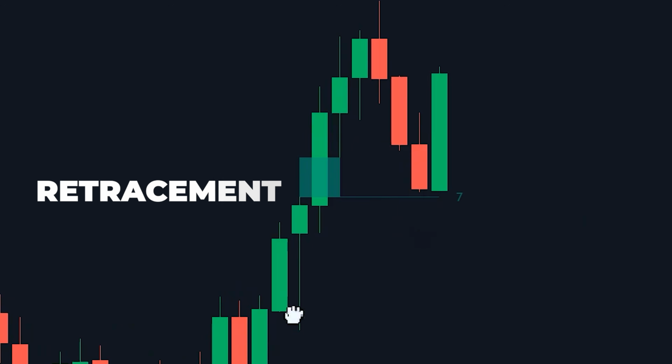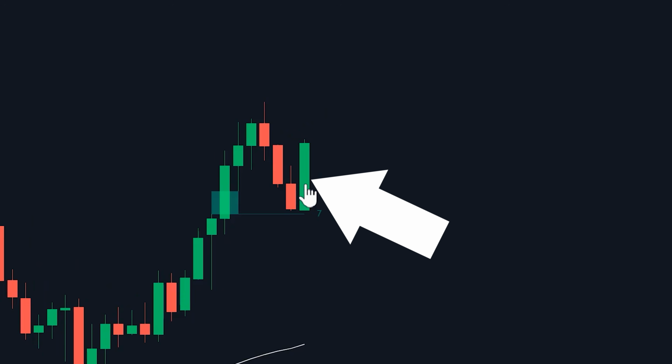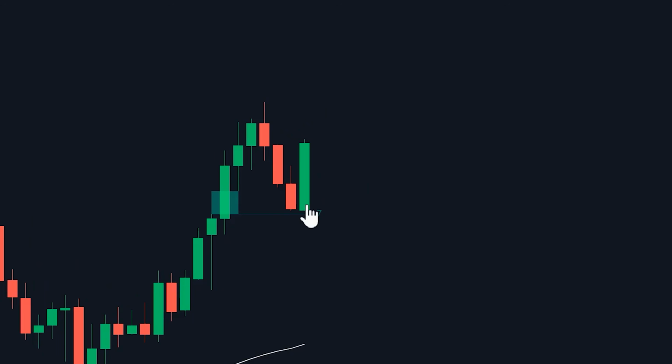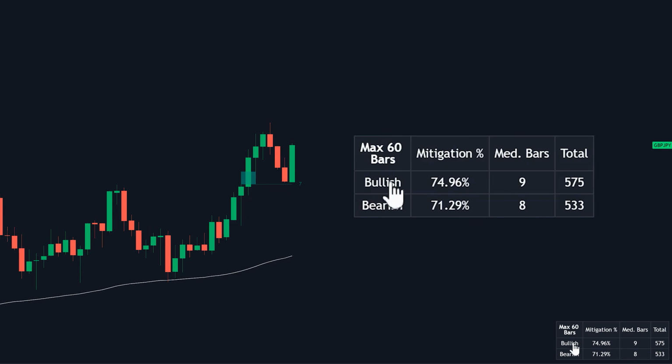Now, after the retracement, you want to look for a bullish engulfing candle. This is our engulfing candle. At the time the engulfing candle forms, you want to check the table to ensure the bullish FVG mitigation percentage is at least 70%. If it's above 70%, that would validate the entry.